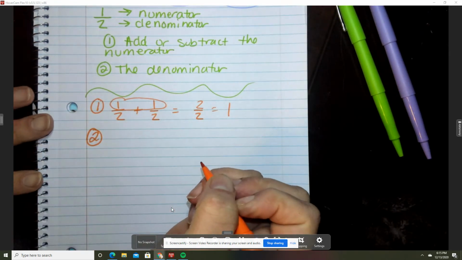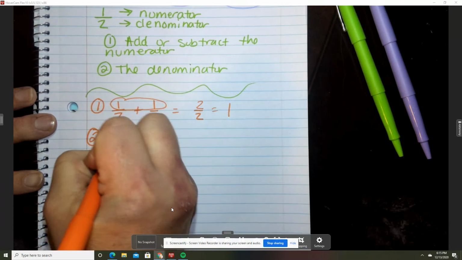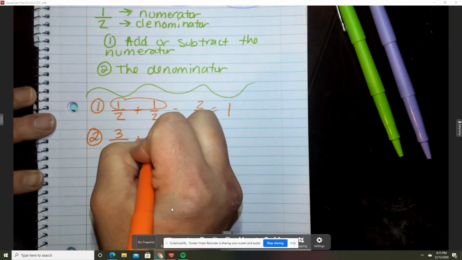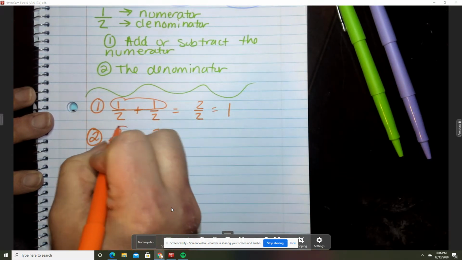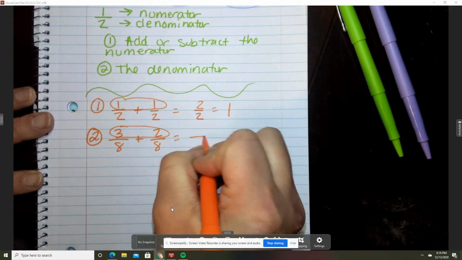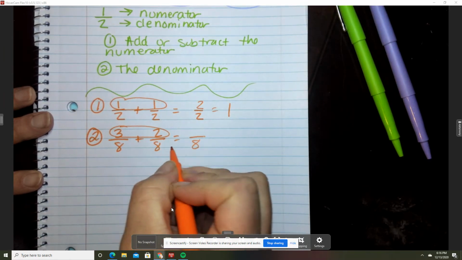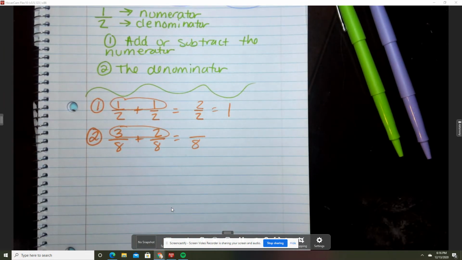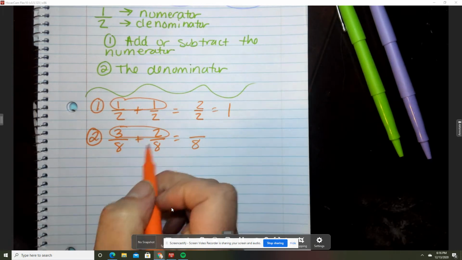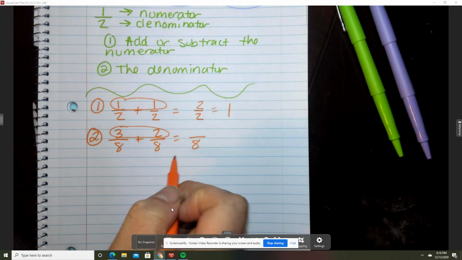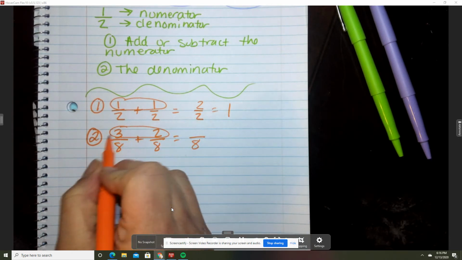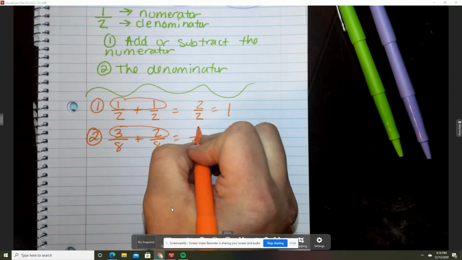Okay. If I have 3/8 plus 2/8, I will keep the denominator the same because in the end, when you have unlike denominators, you're going to try to do what you can to get them to be common denominators, to have the same denominator. So when you have fractions that have like denominators, you're just going to keep them the same and keep going. So then you're just going to add the numerators. 3 plus 2, which is 5.